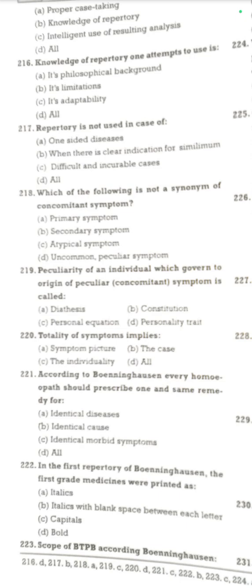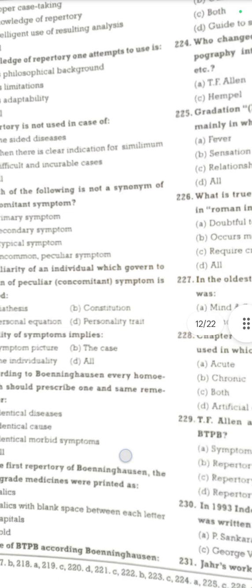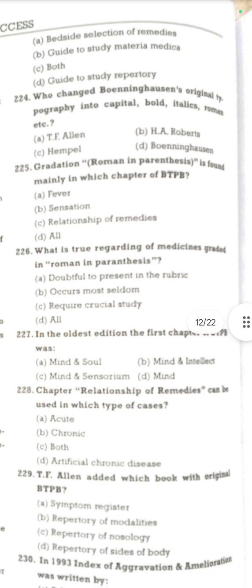222. In the first repertory of Bonninghausen, the first grade medicine were printed in italics with blank space between each letter. 223. Scope of BTPB according to Bonninghausen. So the answer is bedside selection of remedies and guide to study materia medica. Next question. Who changed Bonninghausen's original typography into capital, bold, italics and Roman? So T.F. Allen changed the typography.